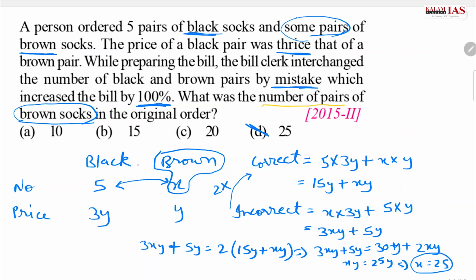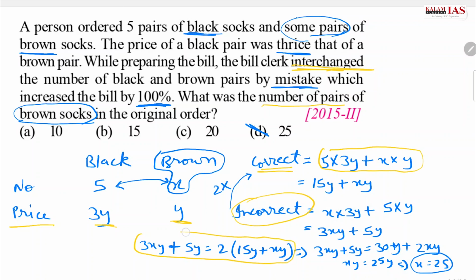We have 5 black and x number of brown pairs of socks, and the price of black is 3 times the brown one. So correct will be 5 into 3y plus x into y, and incorrect will be x into 3y plus 5 into y, because the clerk has interchanged the number of black and brown pairs. It is said the incorrect value is 100% more than the correct value. 100% increment means it is twice the correct value. We simply equate these two things and we get the value to be 25.